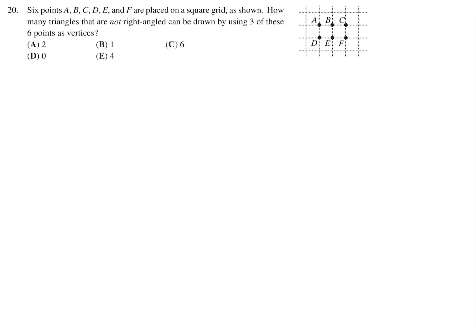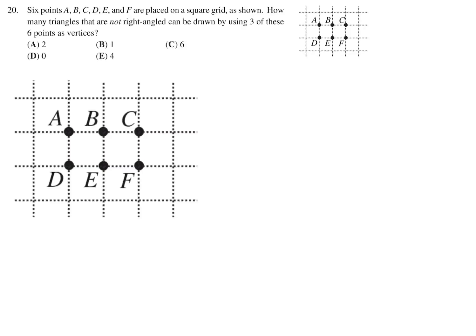Six points A, B, C, D, E, and F are placed on a grid as shown. How many triangles that are not right-angled can be drawn by using 3 of these 6 points as vertices? So this is one of those questions where you just have to go through this and see what we can figure out.